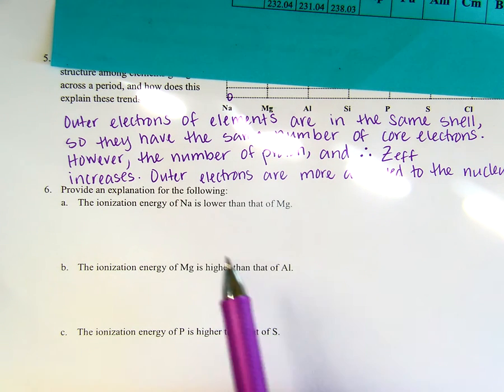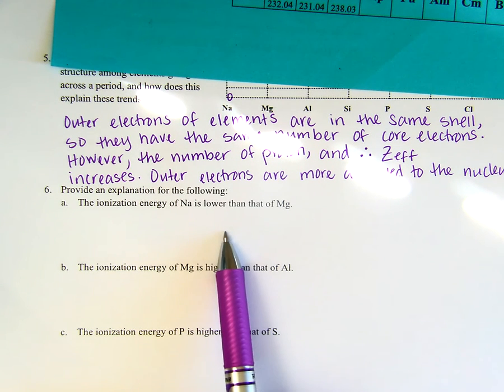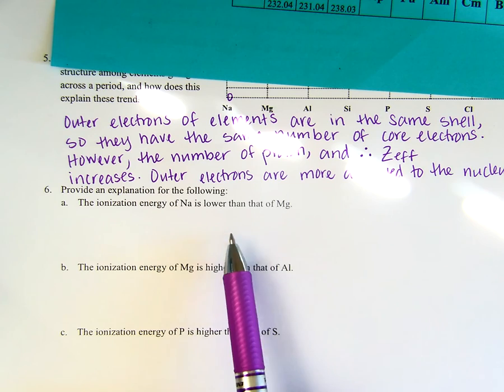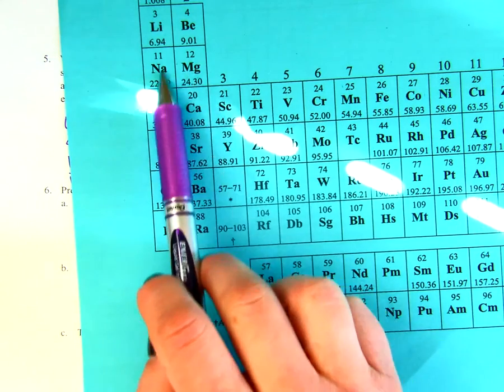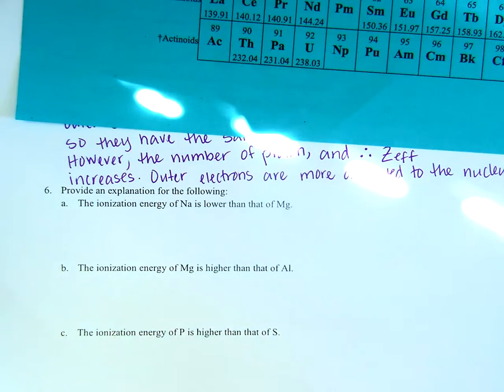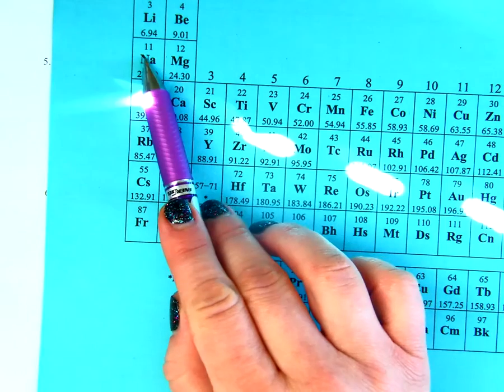Okay, so the answer for part A is that the outer electrons of both are in the same 3s orbital. So they're both in the same 3s orbital right here. So it holds 1 and 2 electrons. Now, magnesium, though, has 1 additional proton. So it's got 12 protons versus sodium's 11.